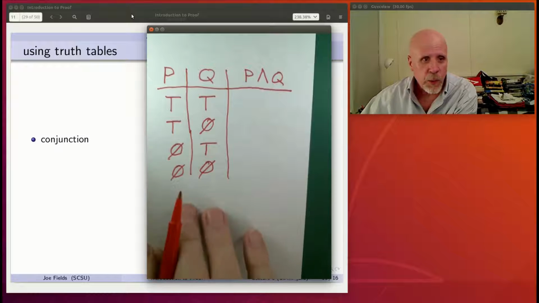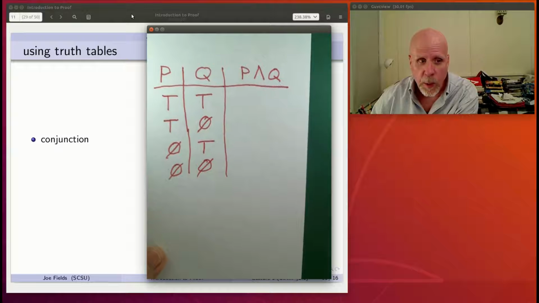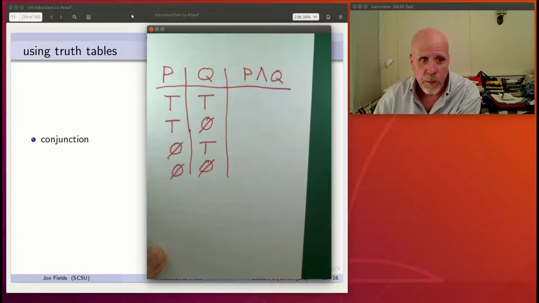Not so hard to do when there's only four, but when there's four variables, for instance, you'd have 16 rows to fill out like this. So it's nice to have a systematic way to ensure that you hit all the possible combinations of the true and false.